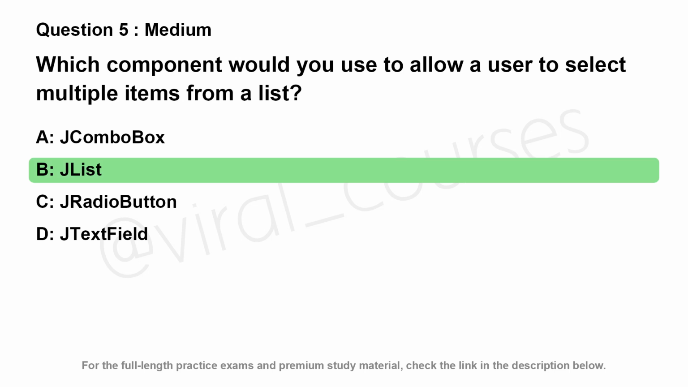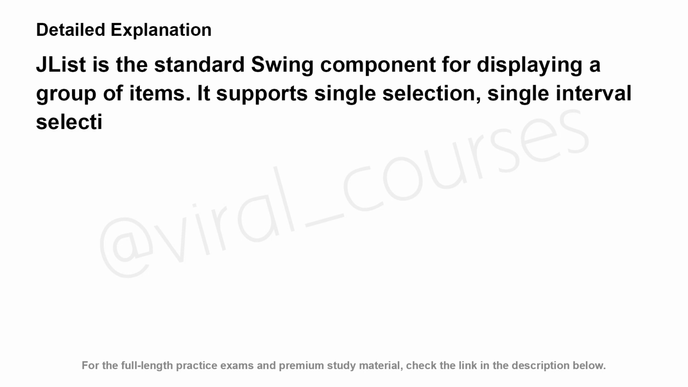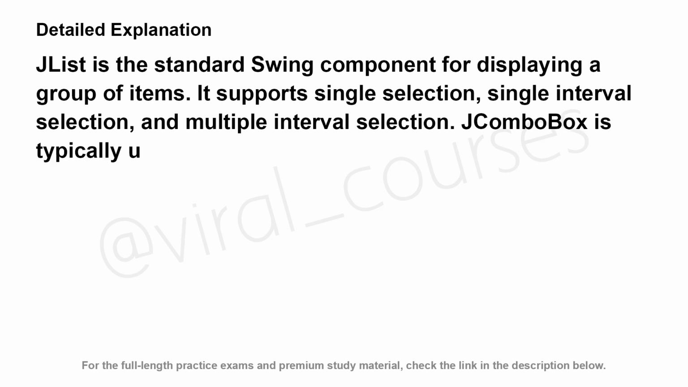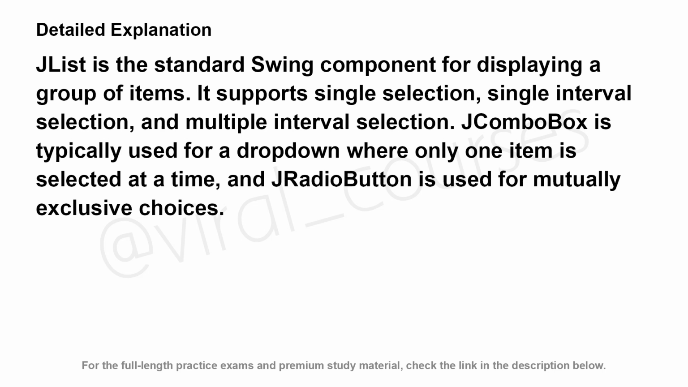The correct answer is B. JList is the standard Swing component for displaying a group of items. It supports single selection, single interval selection, and multiple interval selection. JComboBox is typically used for a drop-down where only one item is selected at a time, and JRadioButton is used for mutually exclusive choices.